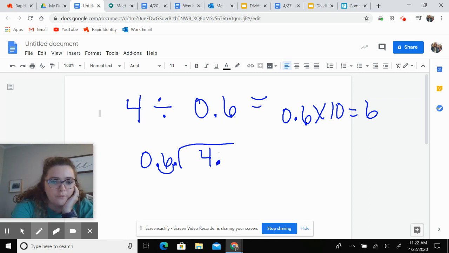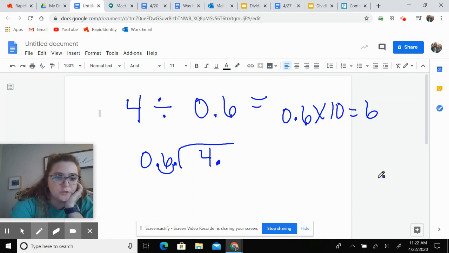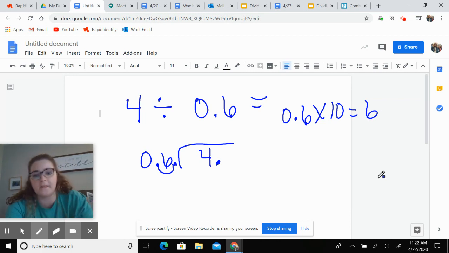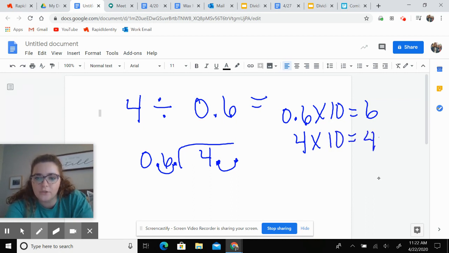So I have the whole number 4. You just have 4 ones, and so your decimal place is right after that ones spot. And so again, you're going to shift. What I'm really saying is 4 times 10. Whatever you did to the divisor, you have to do to the dividend.